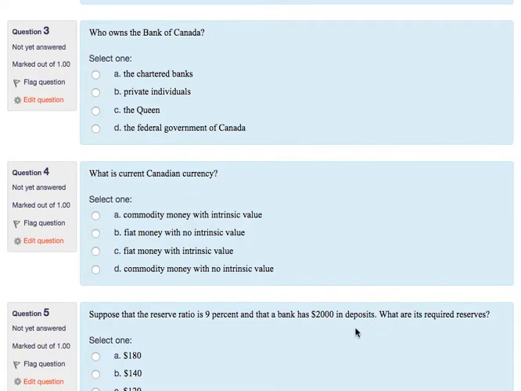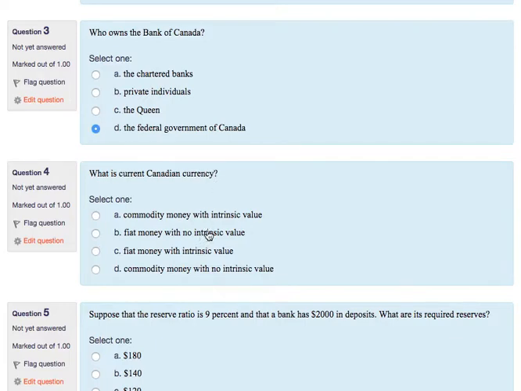They're typically owned by the government of that country or a mix of countries for the European Central Bank. So it's not the Queen, it's not private individuals, it's not the charter banks. It is the federal government of Canada who owns the Bank of Canada.